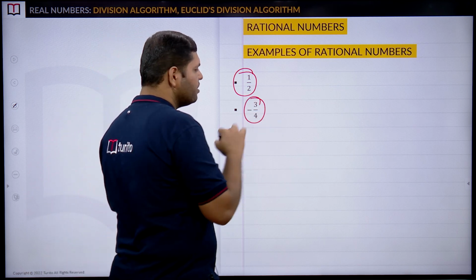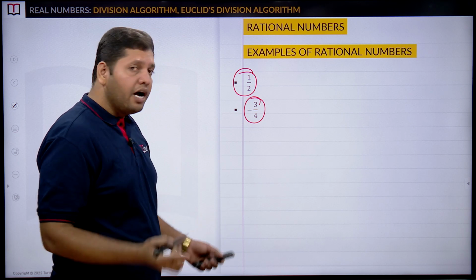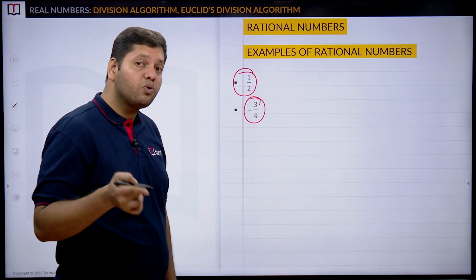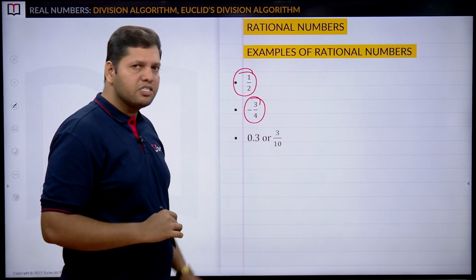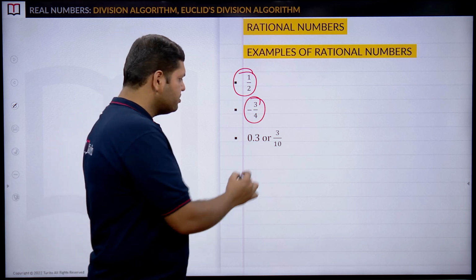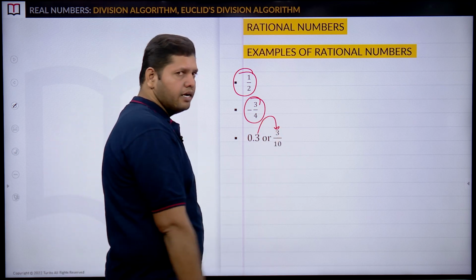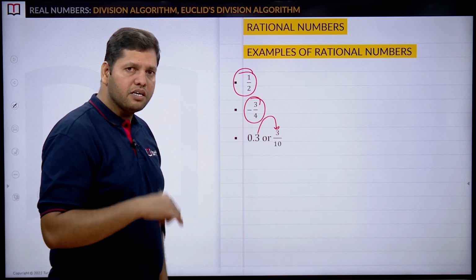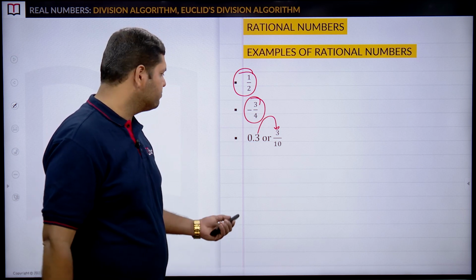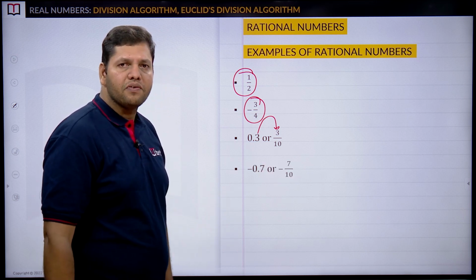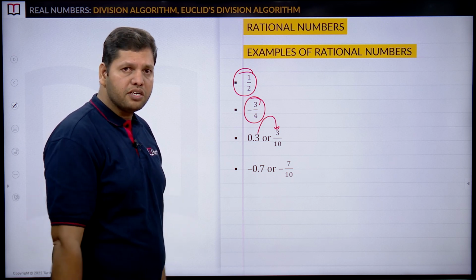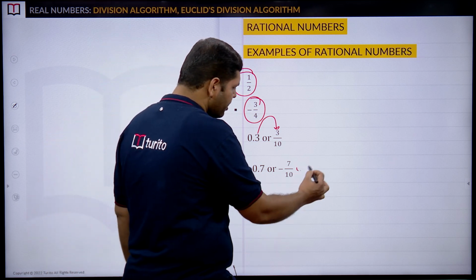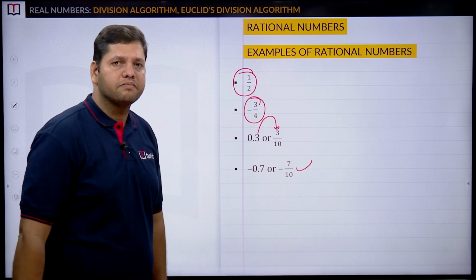See, we have the numerator and we have the denominator, and the denominator here is a non-zero integer. And what about this 0.3? Yes, I can write 0.3 as 3 upon 10, which has a numerator and a denominator. And minus 0.7, can I say this is also a rational number? Yes, minus 0.7 we can write as minus 7 by 10.